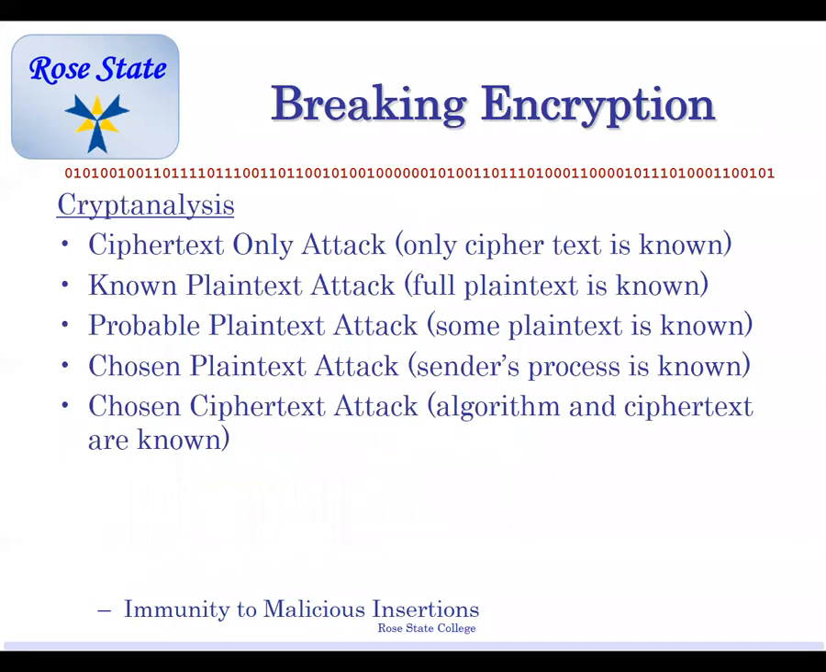Okay. All right. Breaking them. Cryptanalysis. Ciphertext only attack means you only have the ciphertext. You try to break it with only looking at the ciphertext. Known plain text is I have the plain text and the ciphertext, and I can figure it out. Probable plaintext is I think I know what the plaintext was, and then you have the ciphertext. Chosen plaintext, I know the process. In other words, the sender's process is known, and the last one, chosen ciphertext, is the algorithm and ciphertext are both known. Okay? So just different ways of performing cipher analysis.